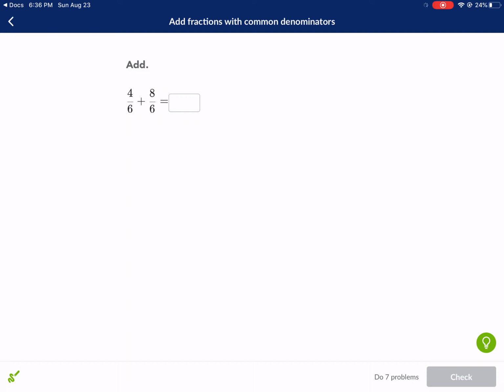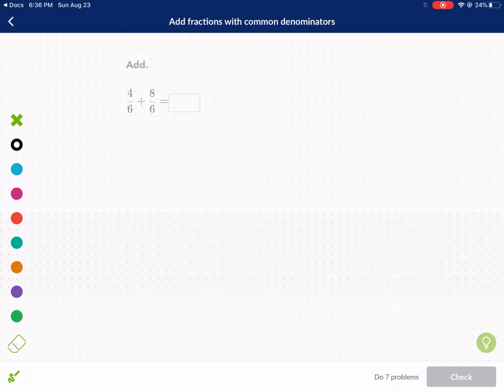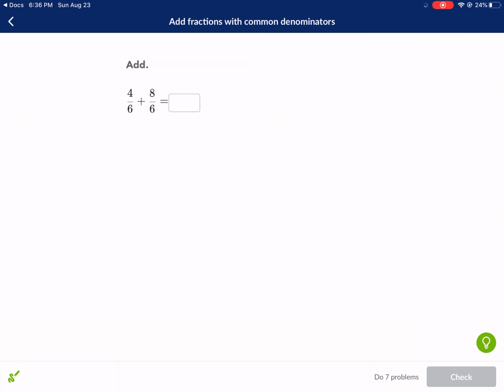We're going to be doing a Khan Academy tutorial today, add fractions with common denominators. Now, anytime you add or subtract fractions, you need common denominators, and these are just all going to have the same one for you, so you understand how to get the hang of it. Okay, so our first task is 4 over 6 plus 8 over 6.